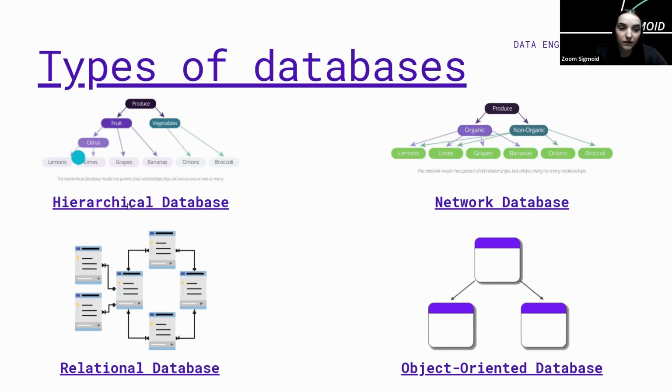So if we compare hierarchical database with network database, here we can see that, for example, organic has one parent, but let's say lemons has as parent organic and non-organic. So here the lemons have only one parent, but here they have two parents.